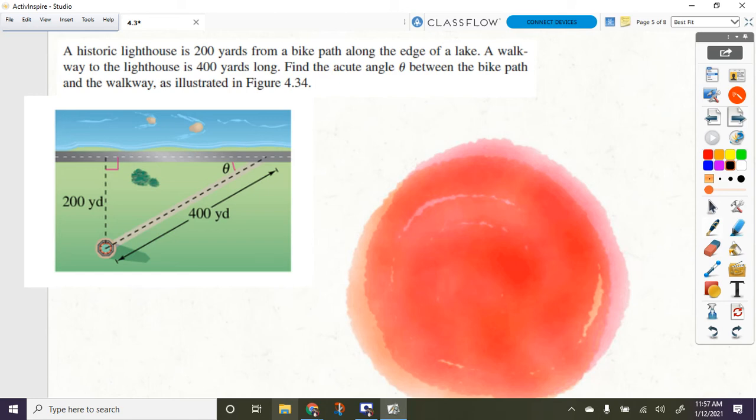Sine, because we have opposite and hypotenuse. So we know that sine of theta equals what? 200 over 400, which reduces to 1/2, which should look vaguely familiar, because that's one of our options for sine on our unit circle. So at what angle does sine equal 1/2?